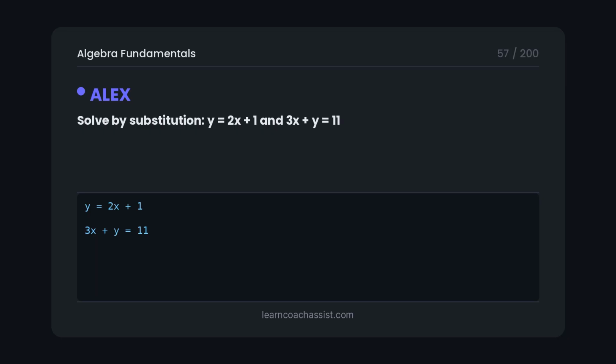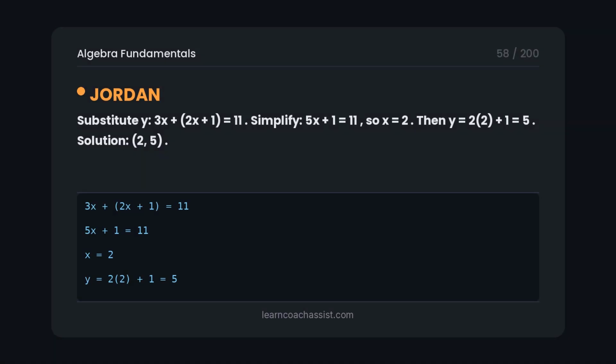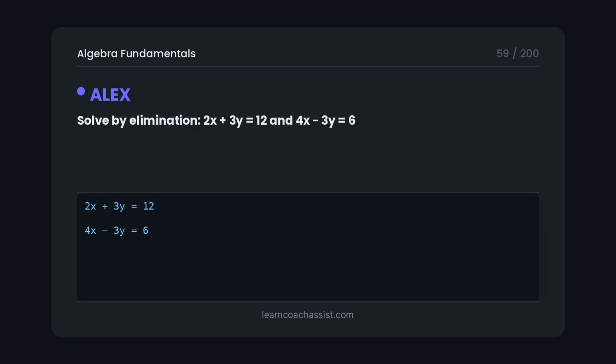Solve by substitution. y = 2x + 1 and 3x + y = 11. Substitute y: 3x + 2x + 1 = 11. Simplify: 5x + 1 = 11, so x = 2. Then y = 2(2) + 1 = 5. Solution: (2, 5).